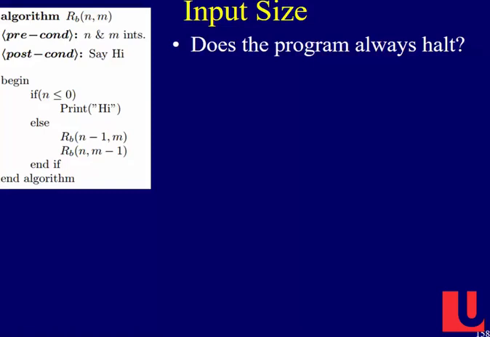Let's think about whether this is going to halt. Here we're stopping when n is small. Here n is getting smaller. Here m is getting smaller. So we have to think, what's our measure of progress? Is it n? Is it m? Does this one halt? Anybody think it halts? This one does not halt.